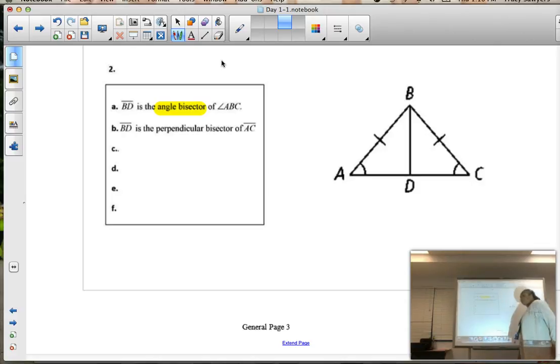What is that picture going to look like then, Joel? Here's my angle ABC, and here's my angle bisector. So what marks can I put on here? Because you just told me that ABD is going to be congruent to CBD. How do I mark that on this diagram? Do you remember how we mark congruent angles? Are they tick marks? They're arcs.